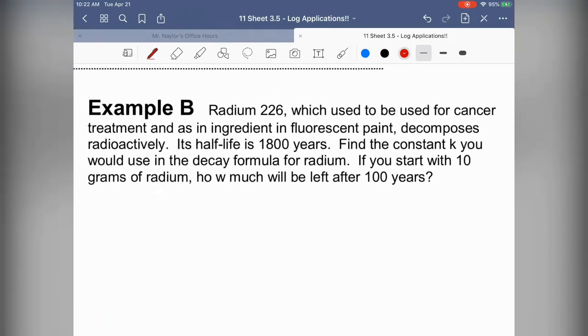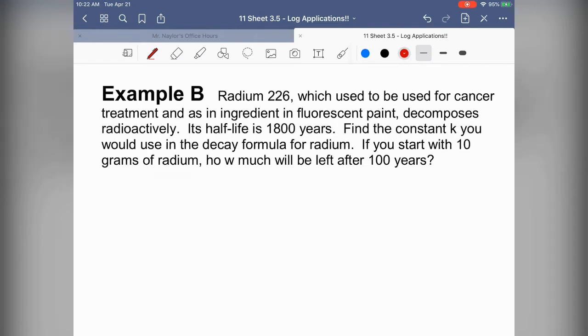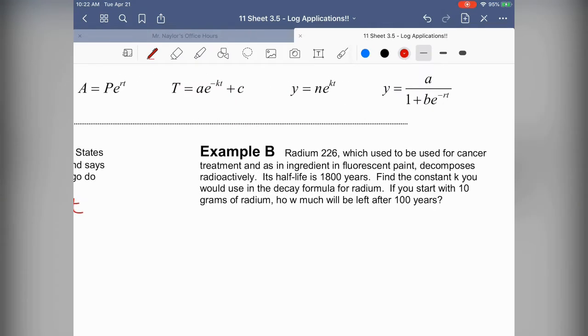Let's move over here to example B. It looks like what we have here is radium, which was used for cancer treatment and in paint. It decomposes radioactively, and its half-life is 1,800 years. Now, we're going to use this example to help explain the idea of continuous change. That is, anything that occurs in nature can fit into this formula, y equals N e to the kt. Did you notice that this formula is really just the PERT formula with a slight modification to be a little more generic? In other words, for any type of continuous change.